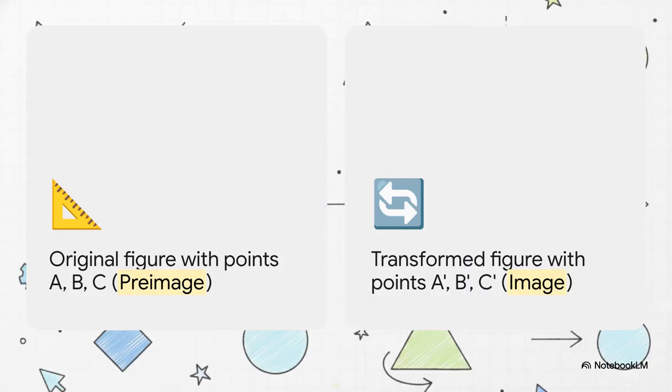Now, take a look at the critical transition from the pre-image to the image using proper prime notation. When vertex A on your original polygon moves, its new location has to be labeled A prime, with that little apostrophe mark. B becomes B prime, C becomes C prime. This visually communicates to whoever is grading your task that you totally understand the directional flow of the transformation.